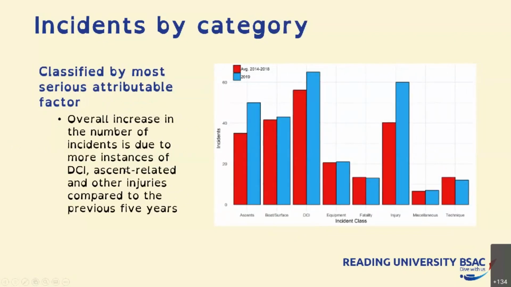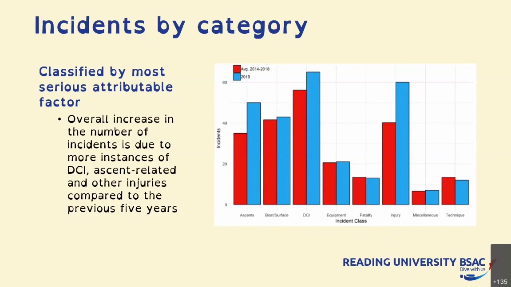Now, here's the more interesting graph to my mind. It's a little bit less mundane. It's the incidents broken down by category. So what we can see is that by far and away the most common incidents in the 2019 report were those relating to DCI.